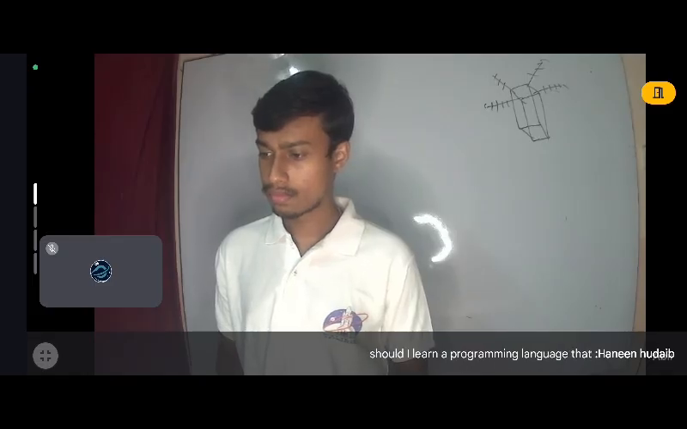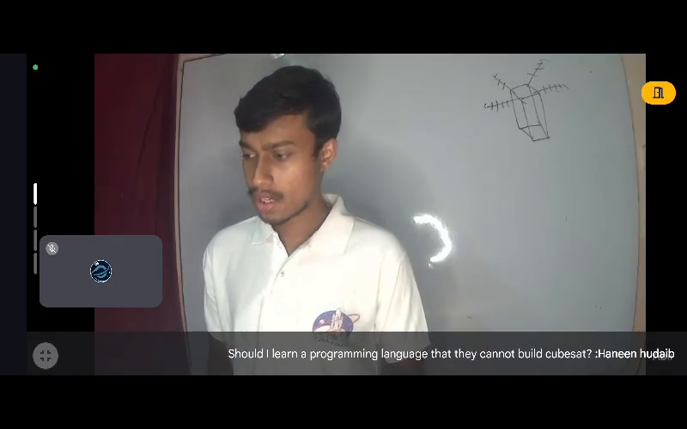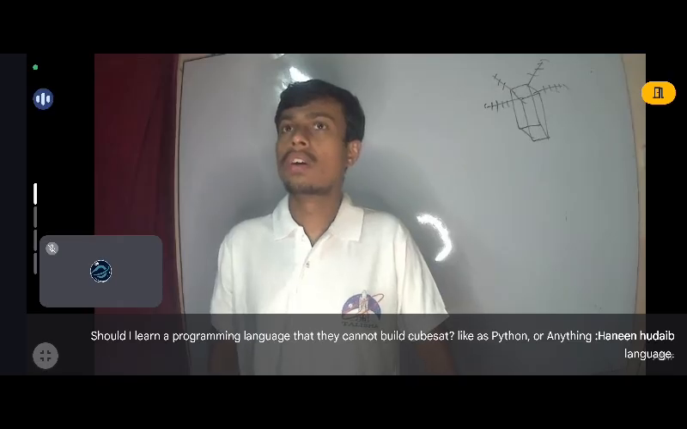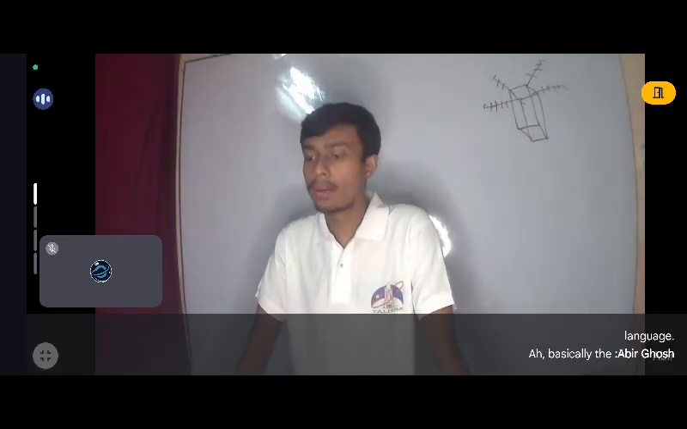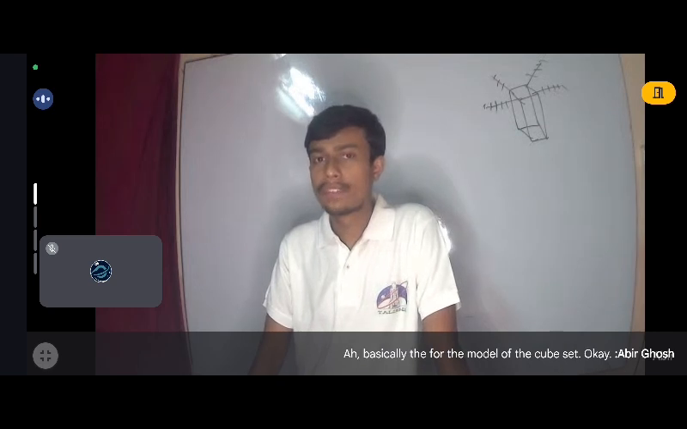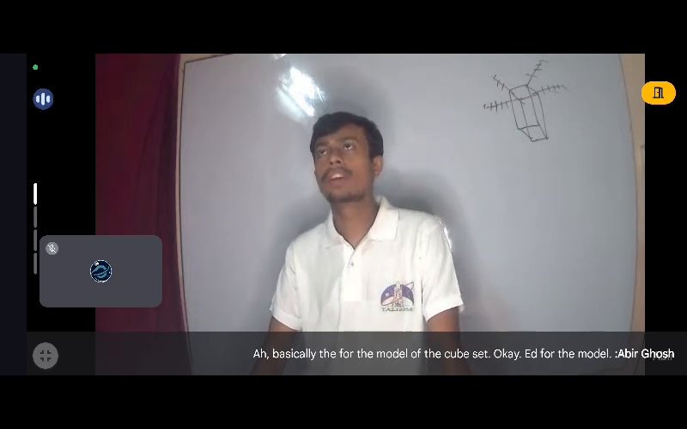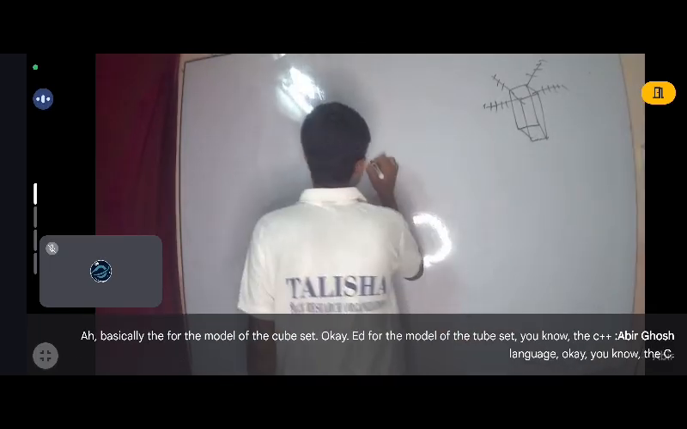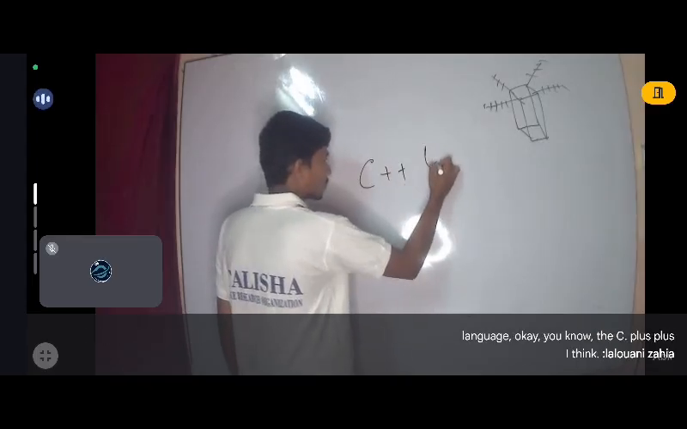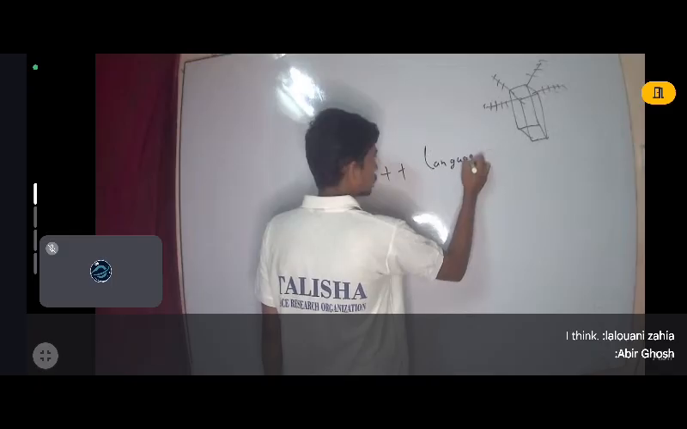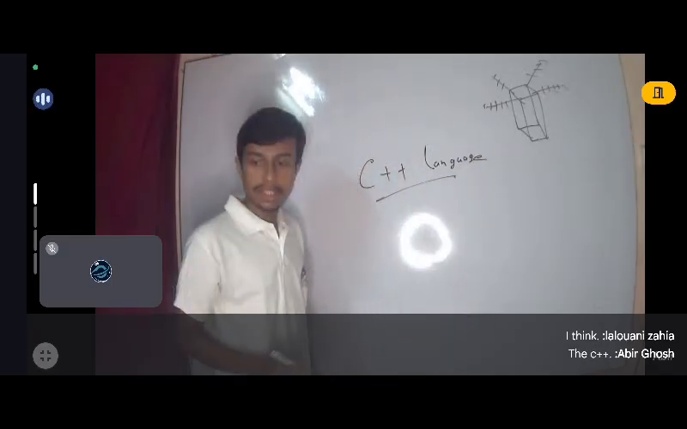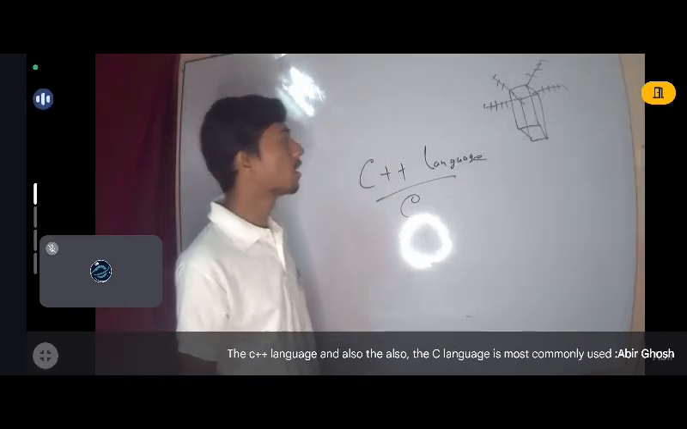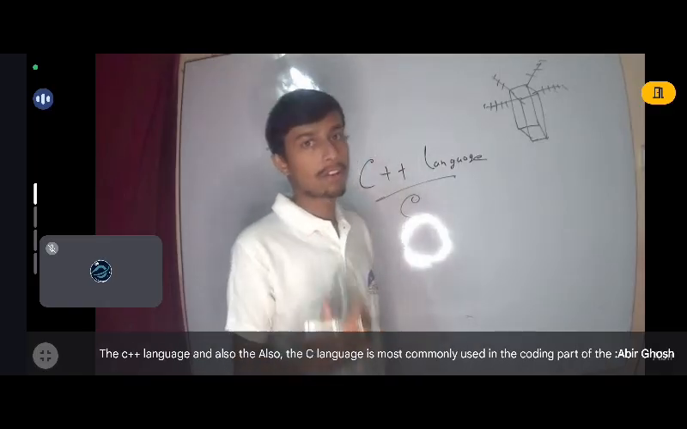Should I learn a programming language, like Python or any language, to build a CubeSat? Basically, for the model of the CubeSat, you should know the C++ language. The C++ language and also the C language are most commonly used in the coding part of the microcontroller.